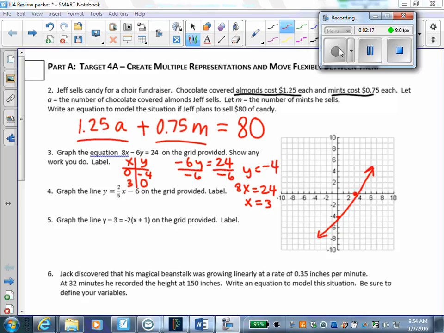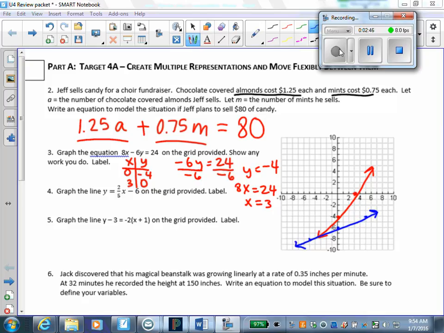Number 4, graph the line y equals 2/5 x minus 6 on the grid provided. So I'll do this one in blue. It's in slope-intercept form. I'm going to start at negative 6 because that's my y-intercept. So negative 6 on the y-axis is right here. My slope is 2/5, so I go up 2 to the right 5. 1, 2, 3, 4, 5. I could go down 2 and to the left 5. And there it is.